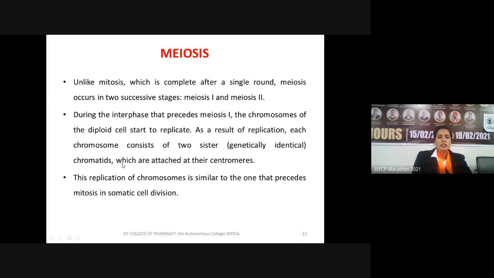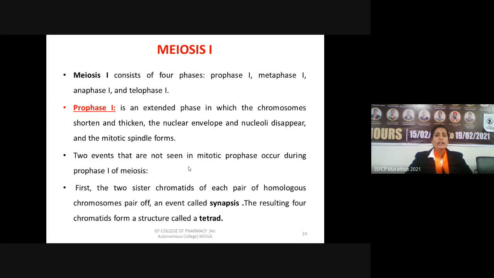They are attached in the middle with the centromere, the structure known as the centromere. They are X-shaped. This replication of the chromosome is similar to the one that proceeds in mitosis in somatic cell division. So, meiosis 1 also consists of four phases similar to mitosis. The first phase is known as prophase 1, second is metaphase 1, third is anaphase 1, and last one is telophase 1.